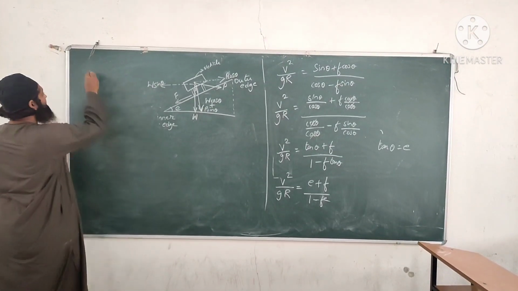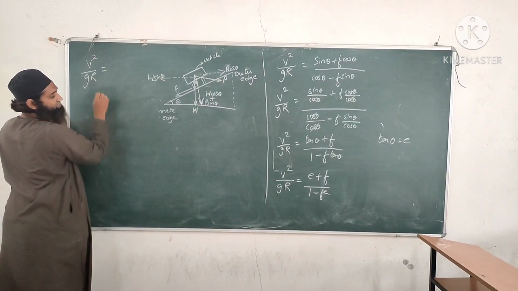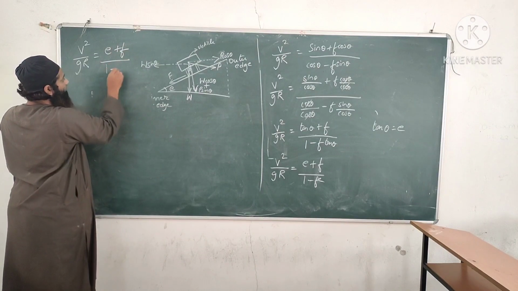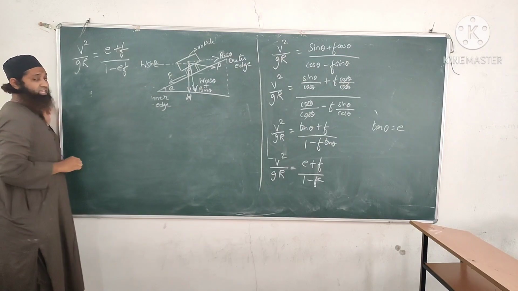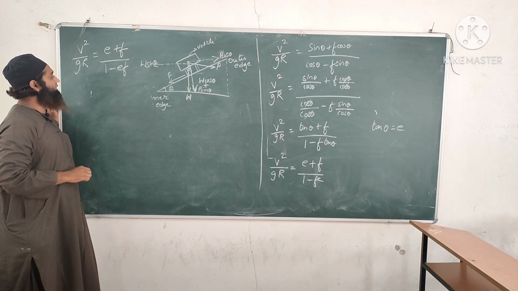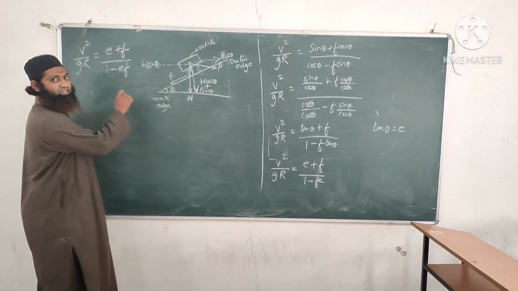We have got it as V square by GR is equal to E plus F by 1 minus EF, you can take it as. Now what is E? E is the angle of super elevation, F is the friction, what we have got. Now let us see what will be the angle of super elevation. Let us simplify it more.